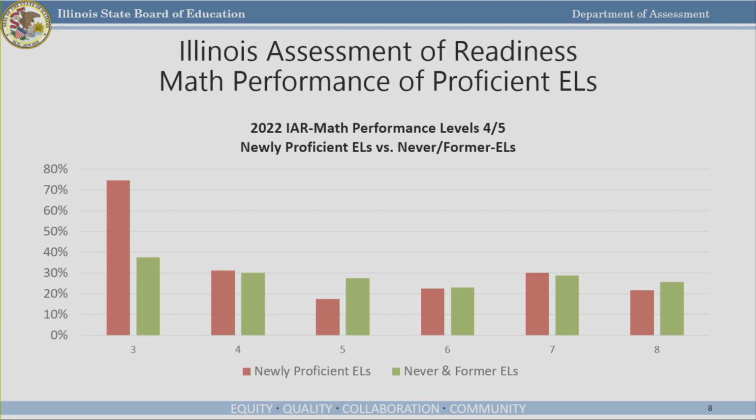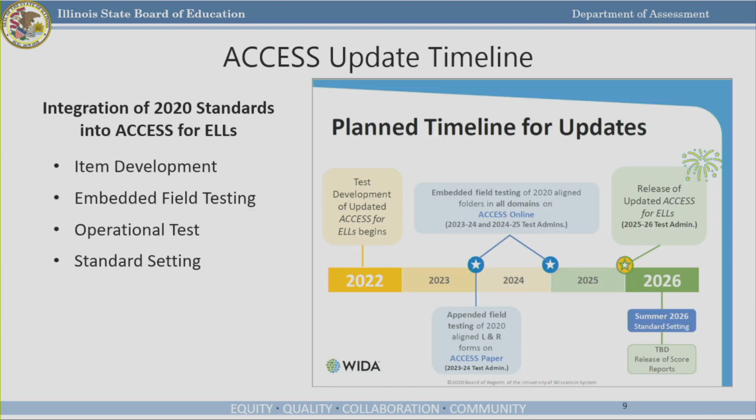I'll go on. The next part I want to talk about is WIDA's transition to the 2020 standards. They are official now. They've been adopted here in Illinois, so they're being put into use. Now WIDA has the task of transitioning all of their assessments to the WIDA 2020 standards. So for all of these tests, they're going to be going through a process of item development, field testing, operational test, and then a standard setting.